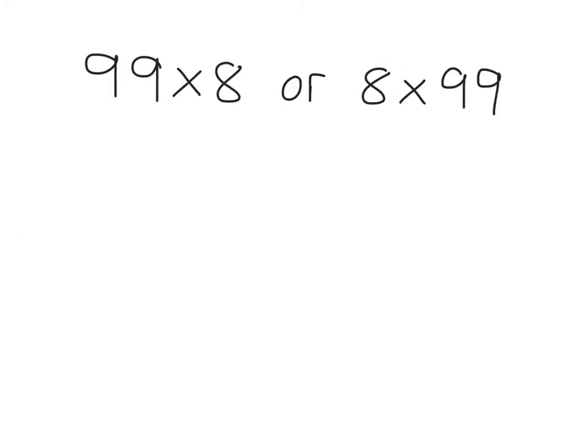We can use the associative rule to make a multiplication question easier. So for example, if we had these questions, 99 times 8, 99 groups of 8, or 8 groups of 99, which one would you prefer to work out? Would you prefer to work out 99 groups of 8 or 8 groups of 99? 8 groups of 99 would be easier to work out than 99 groups of 8.